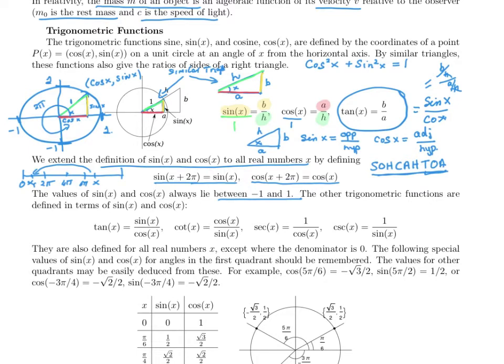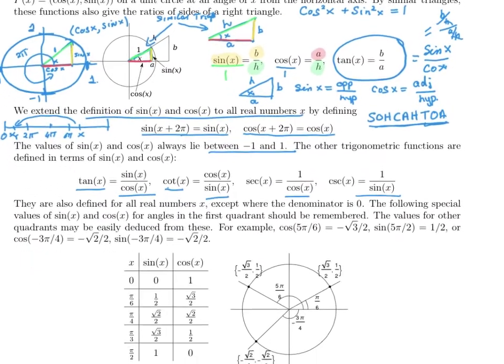And then there are various other trig functions. I've told you already that tangent is sine over cosine, cotangent is cosine over sine, secant is 1 over cosine, and cosecant is 1 over sine. And they're also defined for all real numbers except when the denominator is equal to 0.